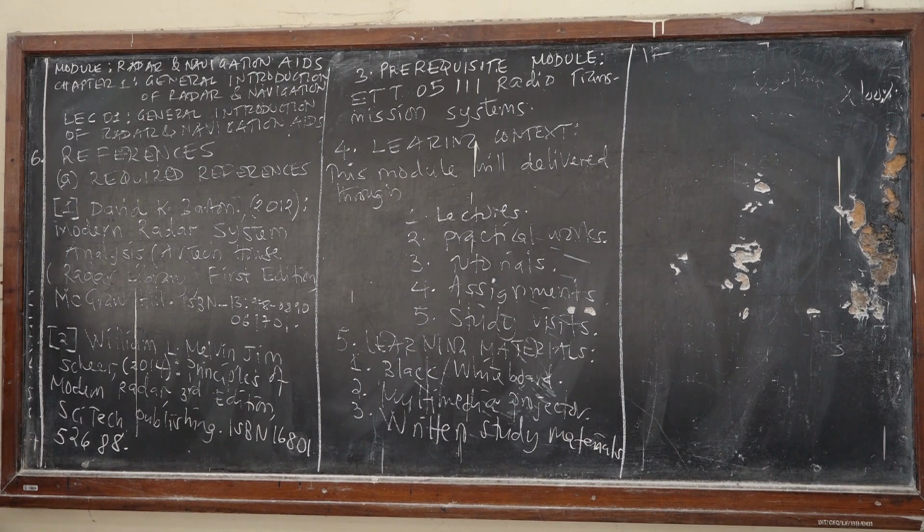So these are the names of the authors. How many authors are there? Two. Then the year of publication, 2014. The name of the required reference, Principles of Modern Radar. The edition, third edition. Then this is the name of the publisher.